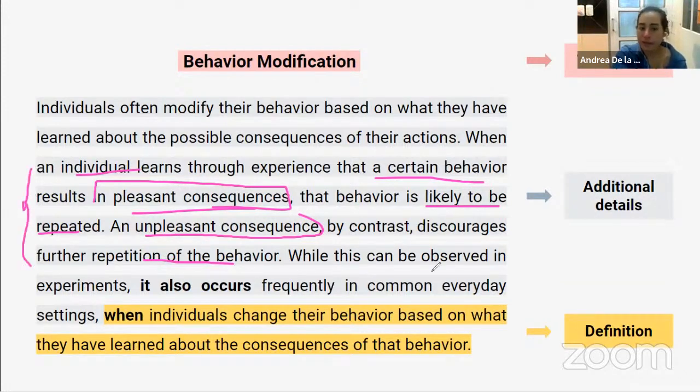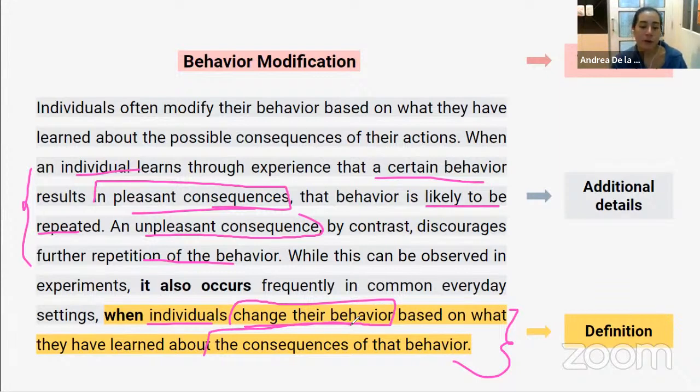What else? The professor definitely illustrated the concept, right? The professor said when individuals, when kids change their behavior, so they change how they behave, they started behaving poorly at school, and then they changed their behavior and they behave well at the end. How? Based on what they've learned about the consequences of that behavior, right? About the reaction or the results of their behavior, the reaction that they got from the teacher. So the professor really illustrated every single thing that was said in the text.